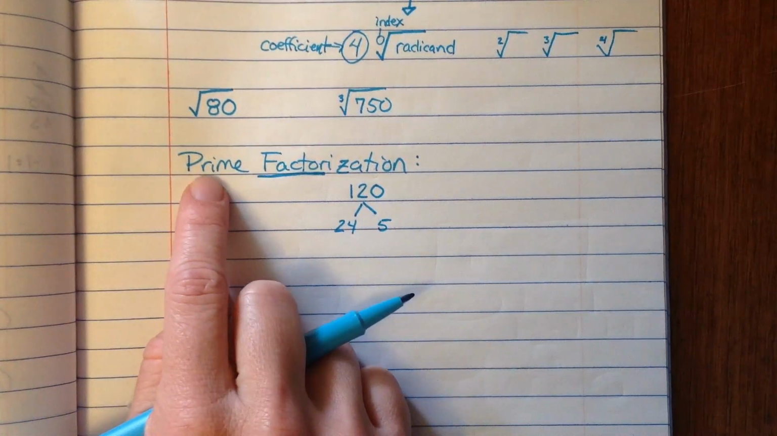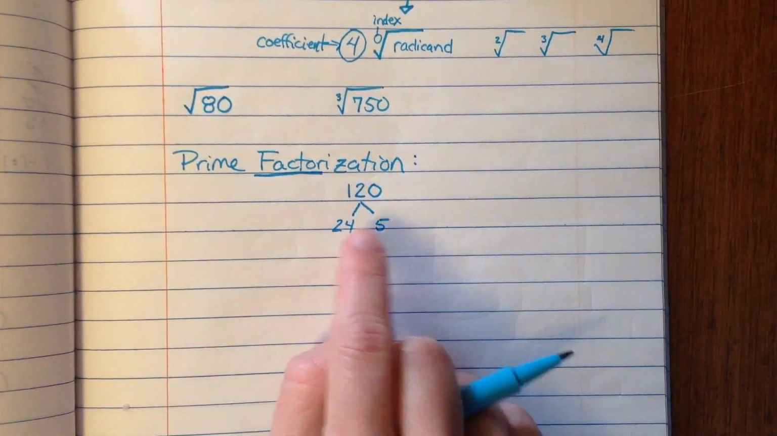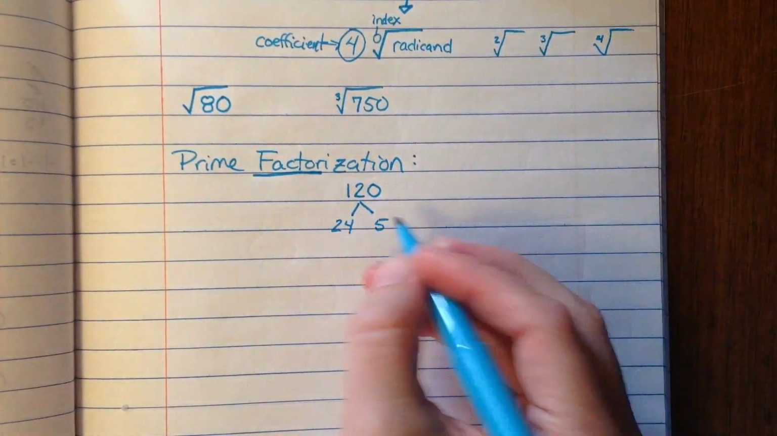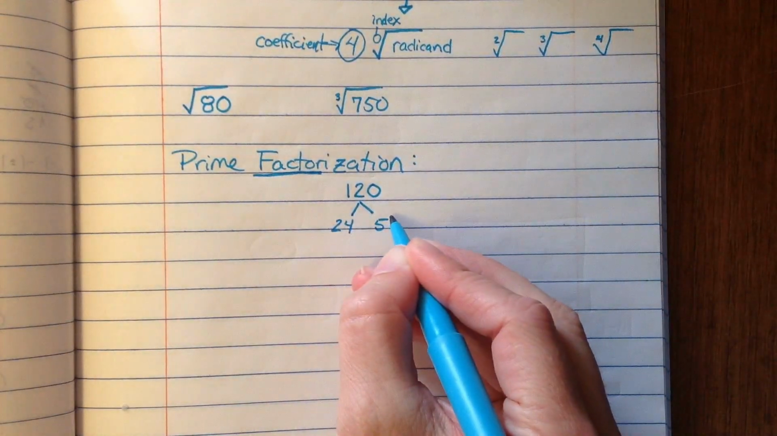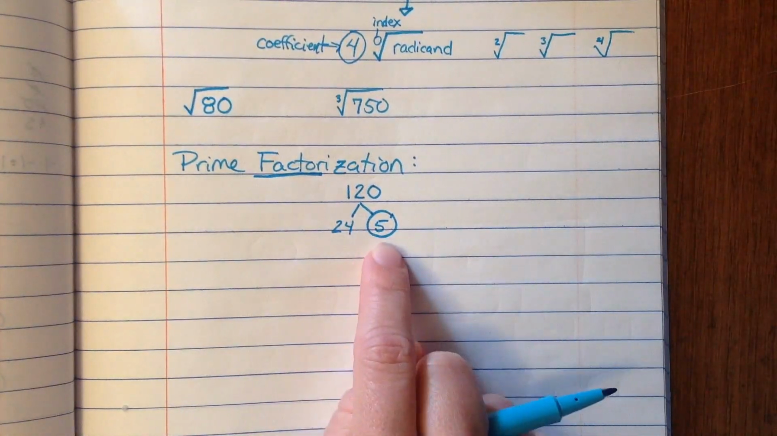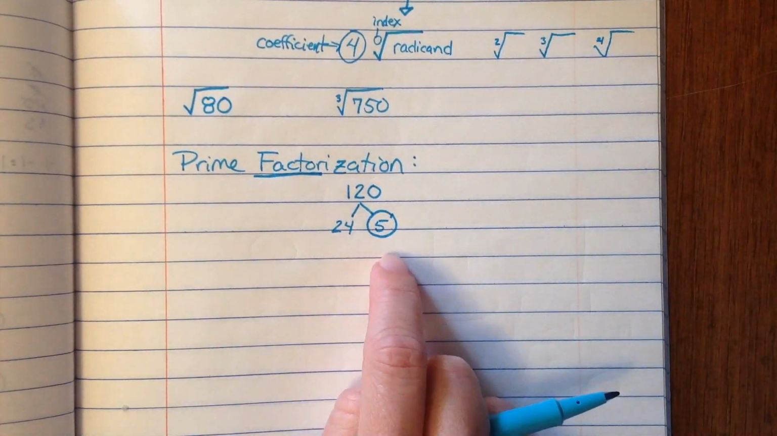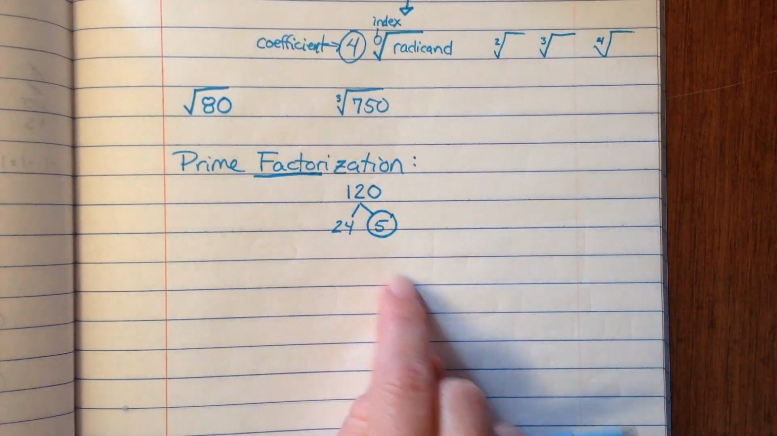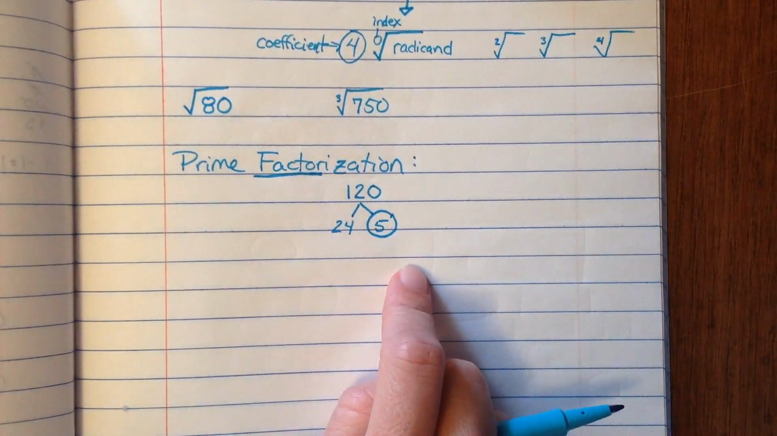Now, the word prime here is key because when I get a prime number in my factor tree, I'm going to circle it. Because think about the number 5, for example. 5 is prime because the only way we would be able to break a 5 down into its factors would be 5 and 1. Now, if I kept writing 5 and 1 and 5 and 1 and 5 and 1, that makes my tree redundant.